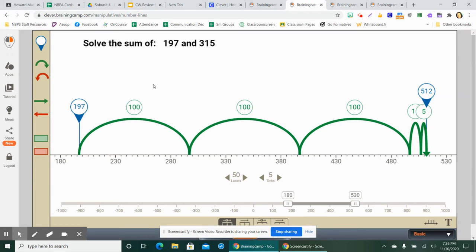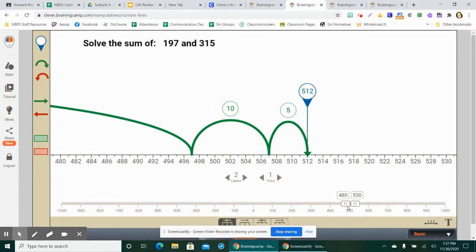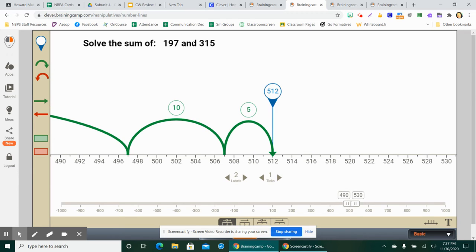And I know the number line can be a little challenging. So real quick, I started off on 197. You're going to need to use these zoom buttons to help you. Then I did 3 jumps of 100 because it was a 300. And again, zoom in so you can make sure your pieces are lined up. Then I did 1 jump of a 10. And then I did another jump of a 5 for the 5 ones.